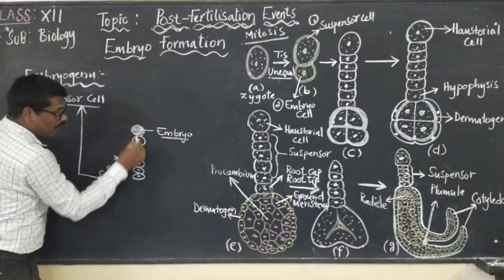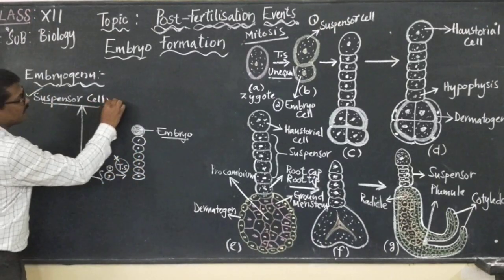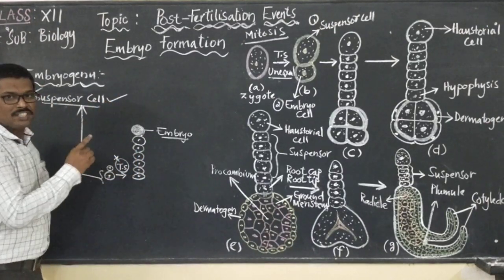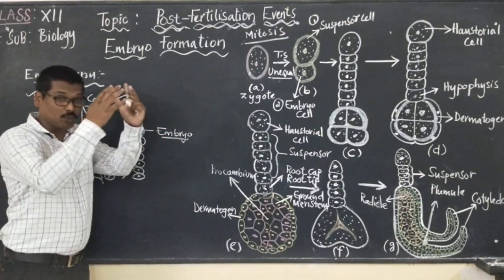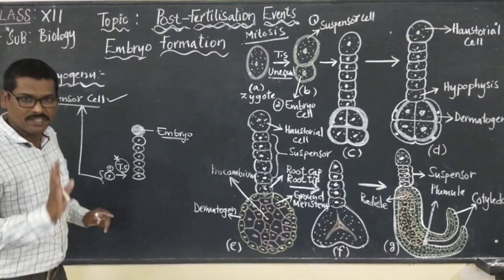So now the question will be asked: what is the function of the suspensor cell? The function is to push the embryo into the endosperm, deep inside, towards the center of the embryo sac.